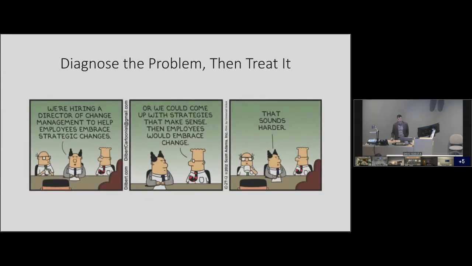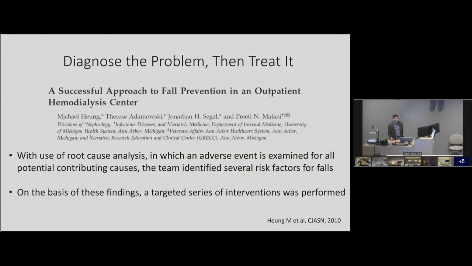And so this kind of sums up what a lot of the time is usually done. We're hiring a director of change management to help employees embrace strategic changes. Or poor Dilbert says, or we could come up with strategies that make sense that employees would embrace. That sounds harder, because it is harder. So how can we do that?